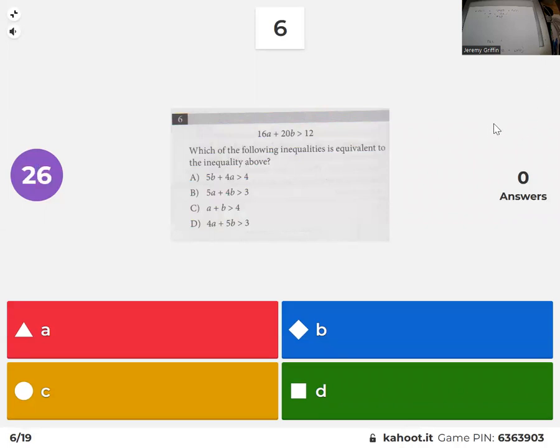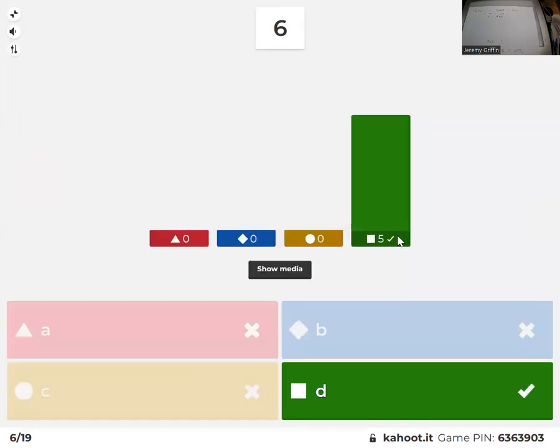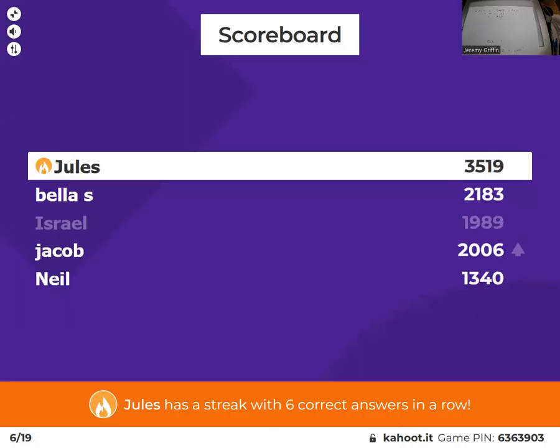Which of the following inequalities is equivalent to the inequality above? You guys notice that each of those three terms is divisible by 4. 16a over 4, that's like 4a. 20b over 4, that's like 5b. 12 over 4, that's like 3. There you go. Right, so just divide everything by 4.